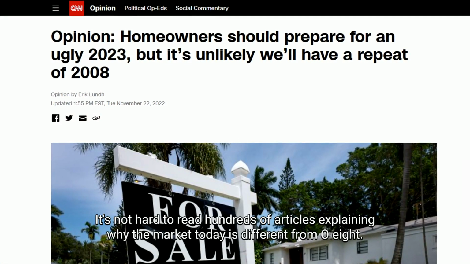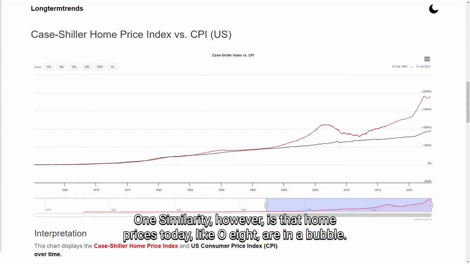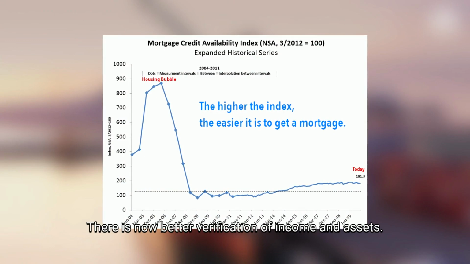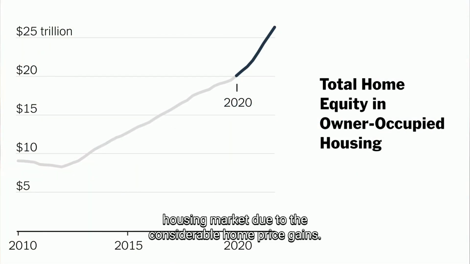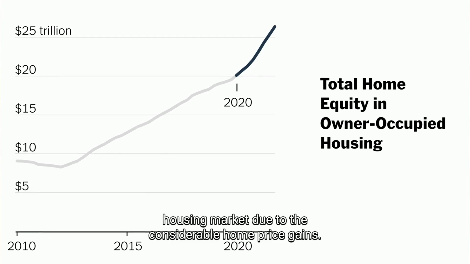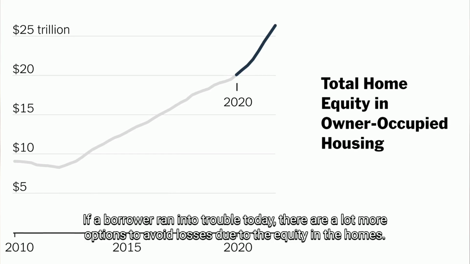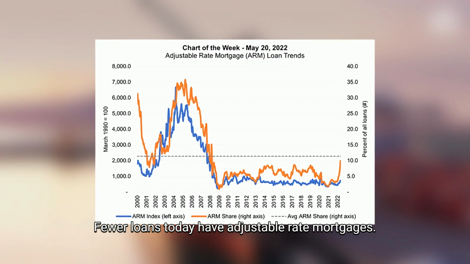It's not hard to read hundreds of articles explaining why the market today is different from 08. One similarity, however, is that home prices today, like 08, are in a bubble. A brief summary of these articles looks like this. There is now better verification of income and assets. There's now a record amount of equity in the US housing market due to the considerable home price gains. If a borrower ran into trouble today, there are a lot more options to avoid losses due to the equity in the homes. Fewer loans today have adjustable rate mortgages.